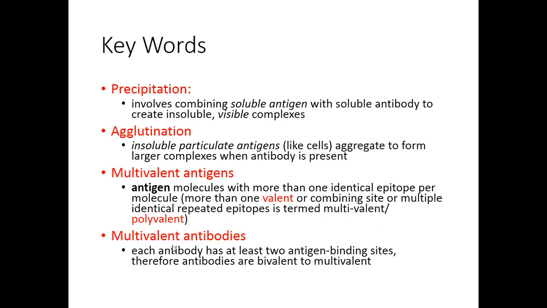Precipitation, as I said, involves combining soluble antigen with soluble antibody to create insoluble visible complexes. By themselves, you can't visibly see the antigen, you can't visibly see the antibody, but when we combine them and we get antibody binding to antigen, we're going to be able to create visible complexes. Agglutination, on the other hand, is insoluble antigen, things like cells, that are going to aggregate to form larger complexes when the antibody is present.